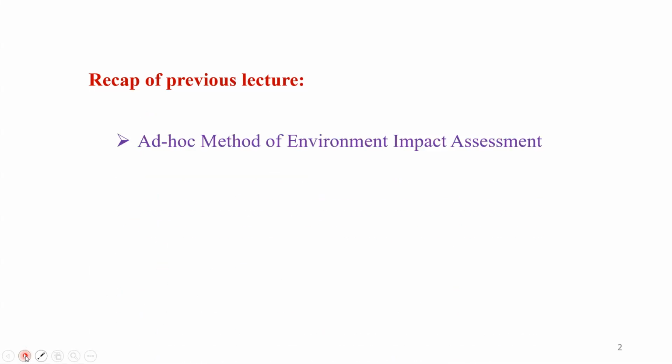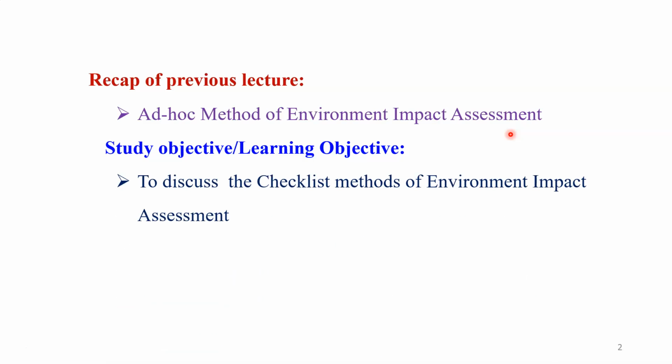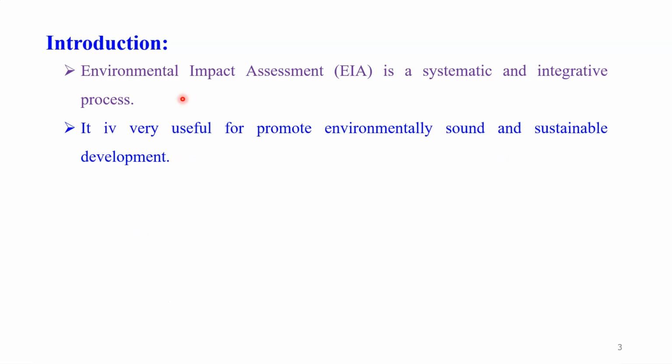Dear student, in the previous lecture we discussed in detail the ad hoc method of environmental impact assessment. For today's lecture we have a very simple learning objective: to discuss the checklist method of environmental impact assessment. Dear student, environmental impact assessment is a systematic and integrative process that we already discussed in our previous lecture. It is very useful to promote environmentally sound and sustainable development.